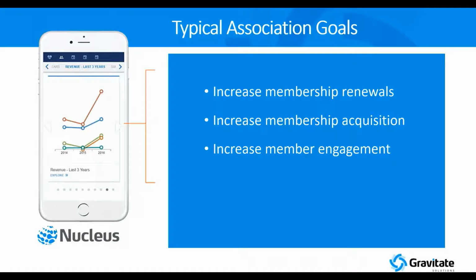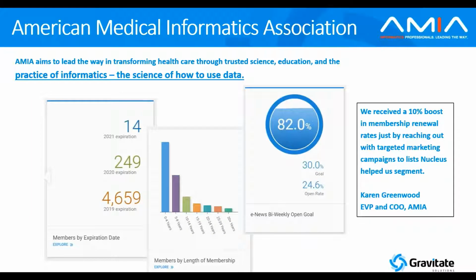So let's talk about the typical challenges that many associations face, and in particular, membership challenges: increasing your membership renewals, increasing your membership acquisition, and increasing your member engagement. And we have a few examples today where we're going to show you organizations that are having great success growing their membership. Our first example is the American Medical Informatics Association.